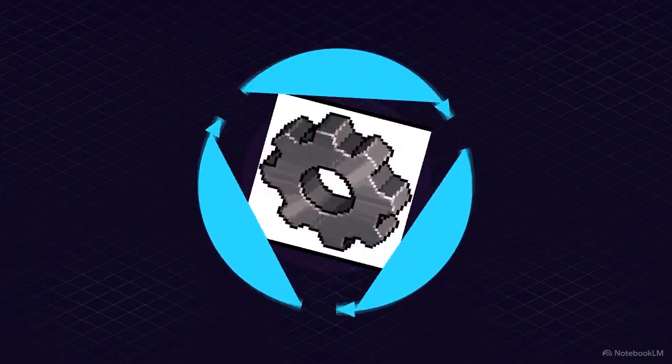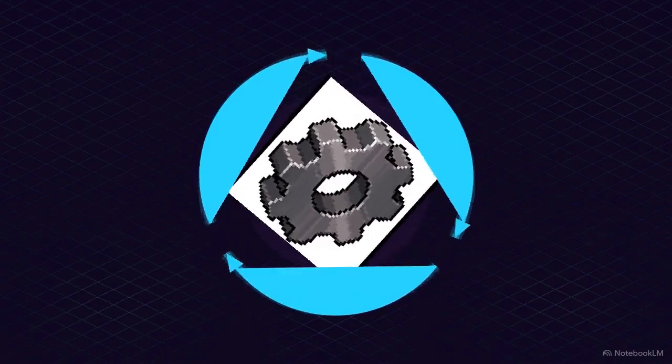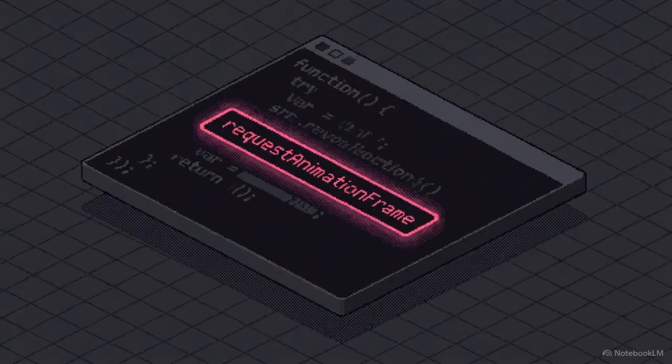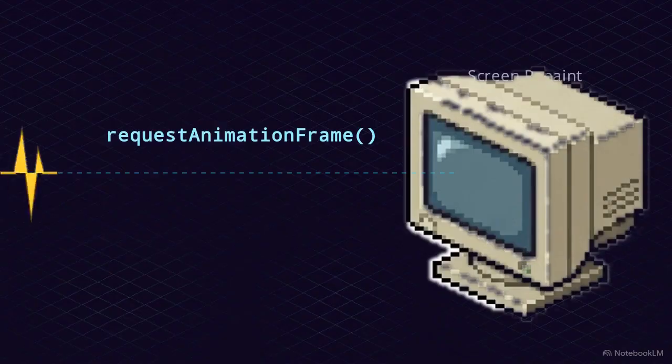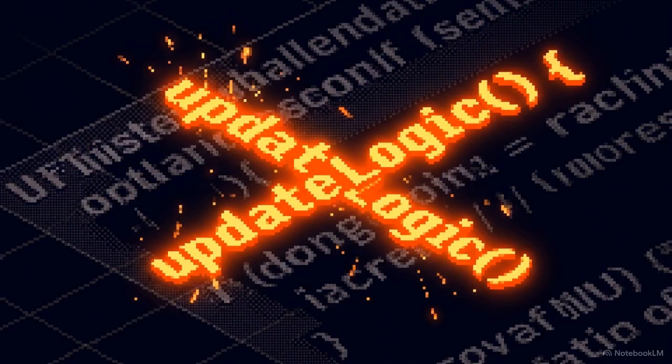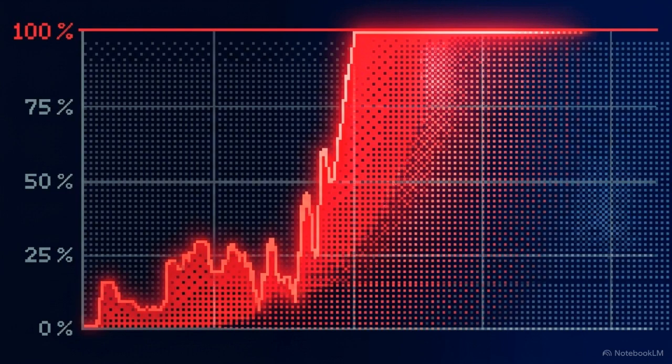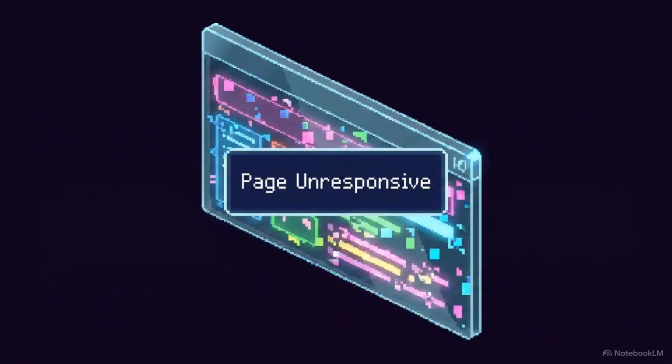To make objects actually move, we need to create a game loop. In JavaScript, we use a built-in method called requestAnimationFrame. This tells the browser to update the screen right before the next repaint, serving as the continuous heartbeat of our engine. You must link this function carefully. If you trigger your update logic without yielding to the frame rate, you create an infinite loop that instantly freezes the tab and crashes your browser.